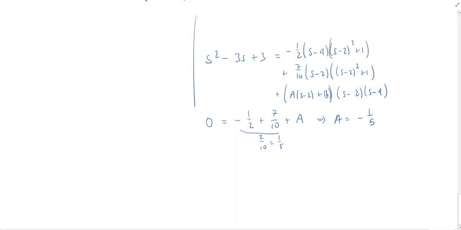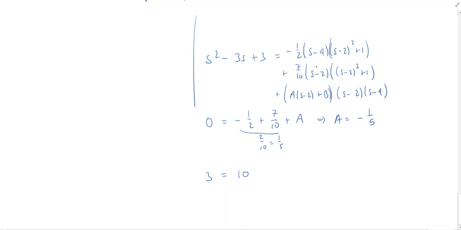Now we need the b. For the b, let me look at the constants. All right, so I have on the left-hand side a 3. And on the right-hand side, how do I get constants? So first, inside here, if I square this, I get a 4 plus 1 is 5. 5 times negative 4 is negative 20. Times negative 1/2 is positive 10.